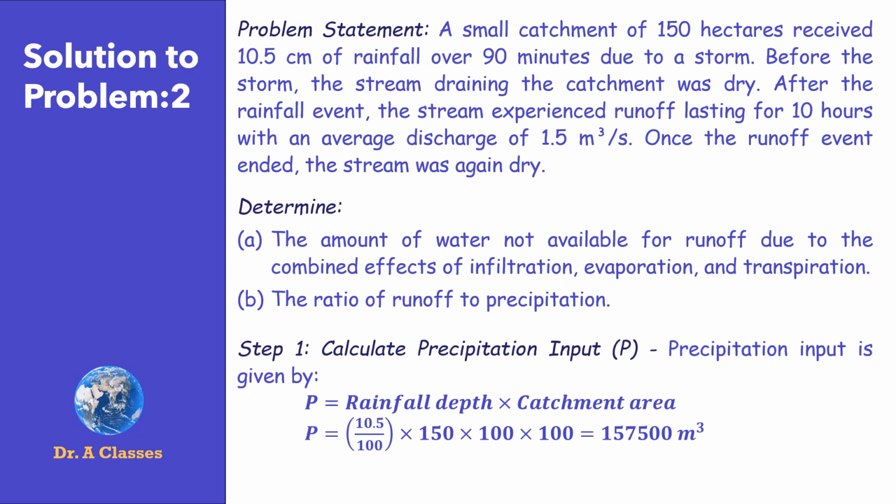The steps. Step 1 is calculating precipitation input, that is P. Precipitation input is given by P = rainfall depth × catchment area. So the catchment area is 150 × 100 × 100, multiplied by 10.5/100, that is the precipitation in meters, which comes to 157500 meter cube.